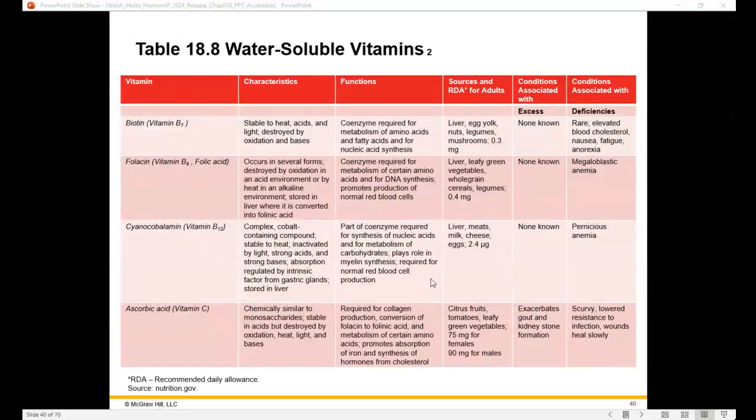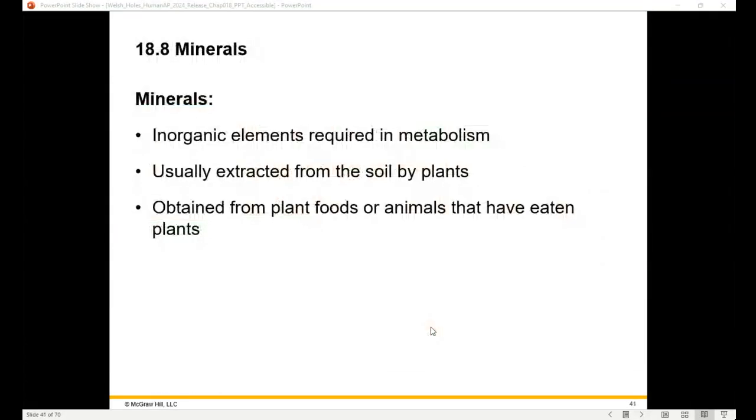Cyanocobalamin is vitamin B12. It's part of a coenzyme required for synthesis of nucleic acids and for metabolism of carbohydrates. It plays a role in myelin synthesis and is required for normal red blood cell production. And ascorbic acid, or vitamin C, is required for collagen production, conversion of folacin to folinic acid, and metabolism of certain amino acids. It promotes absorption of iron and synthesis of hormones from cholesterol.